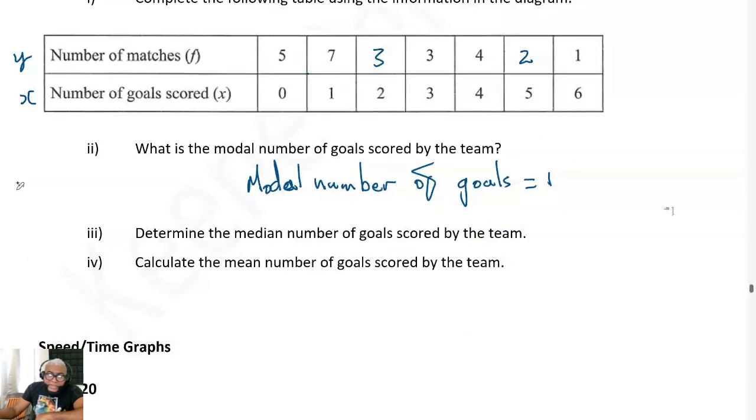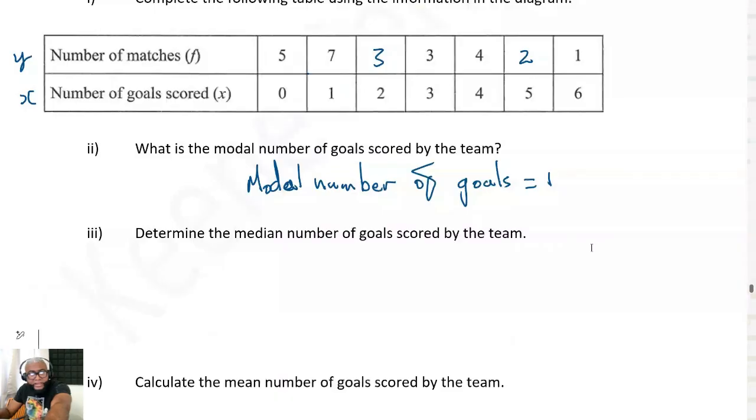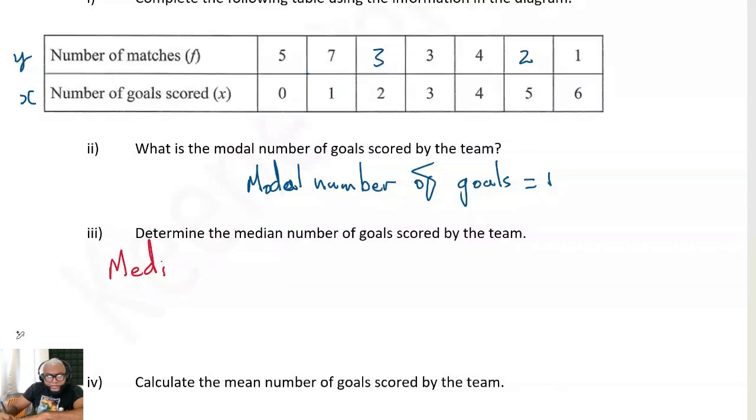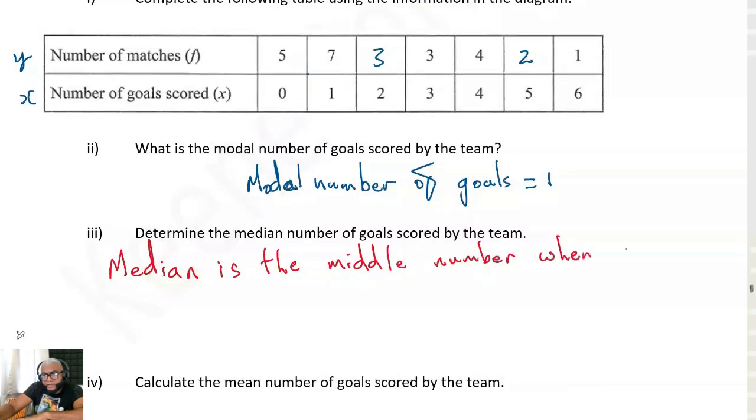Determine the median number of goals by the team. So we need to find the median position. You all know what median means, right? The number right in the middle. Median is the number that's in the middle.